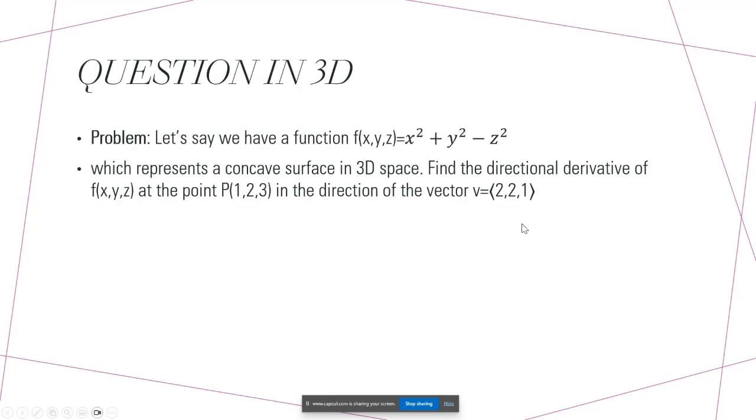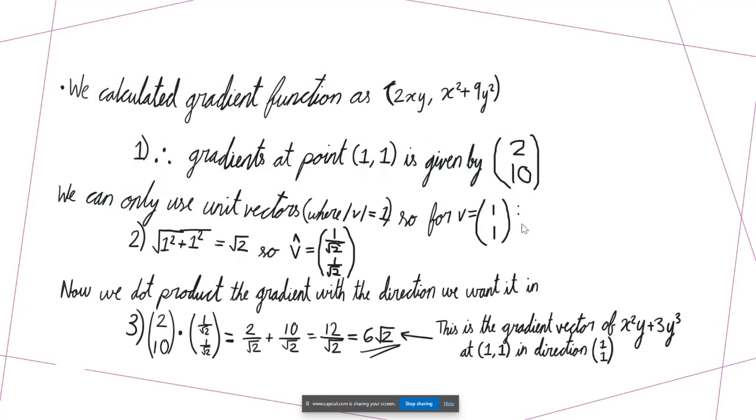Okay, now to end off, you may have noticed that this was a question in 2D, so it doesn't really make sense to visualize this because it's a lot easier to do it in other ways.